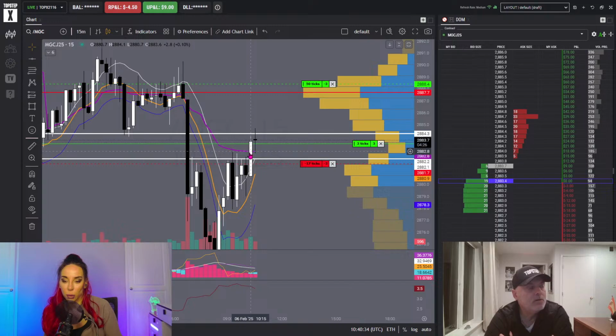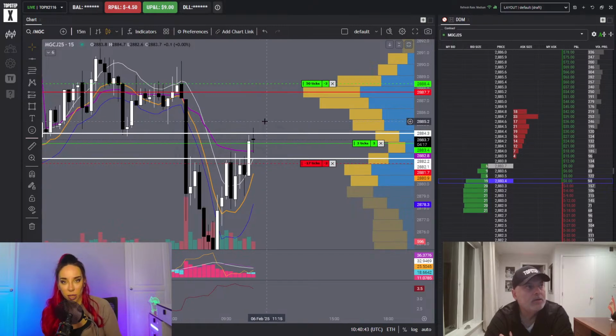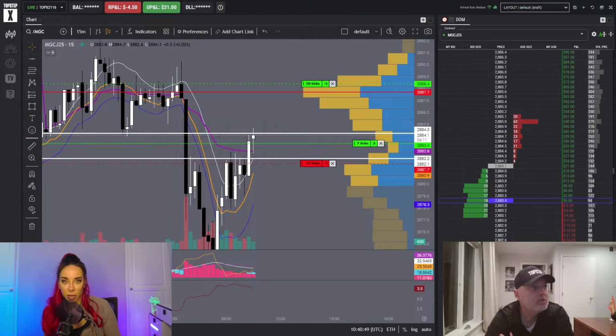So for now, what do we have? We're holding above VWAP. We have gone into a higher high. Do we hold above VWAP or not? That is the next question. As long as we're... That's our invalidation area, right? Yes, so that's the invalidation area.